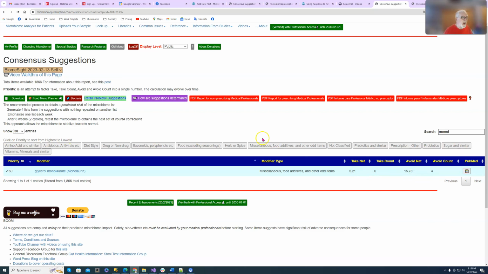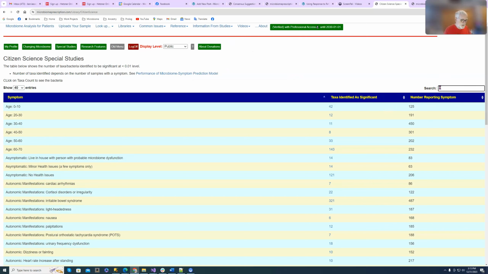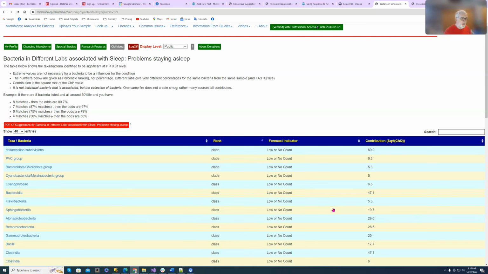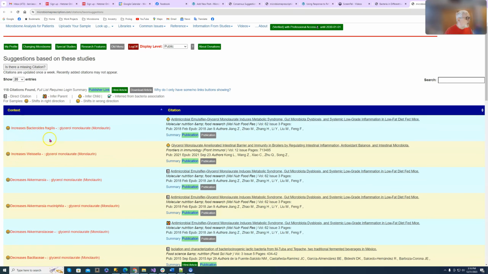Okay, so it helps him with sleep. So now where do we go from here? Let's go over to special study, mainly because this is symptom oriented rather than prescription oriented. We have a variety of sleep topics, and I'm going to go down here and take a look at problem staying asleep. Then we have a long list of 300 and some bacteria. But now what we can do is go back here and take a look at something that moves in the right direction, like Bacillus fragilis.